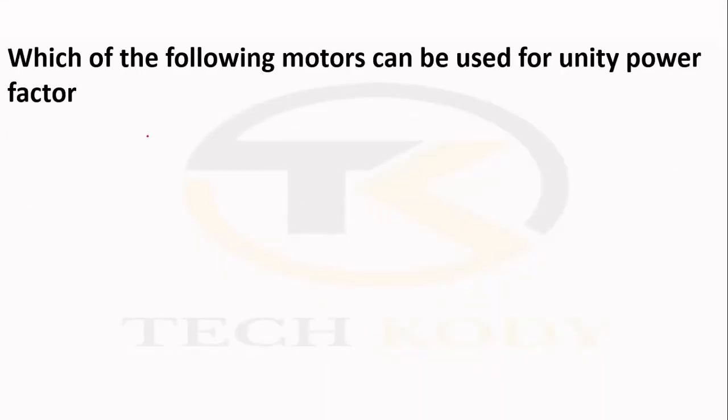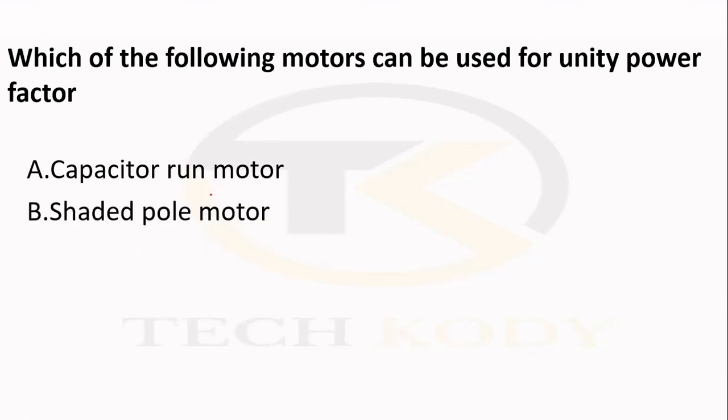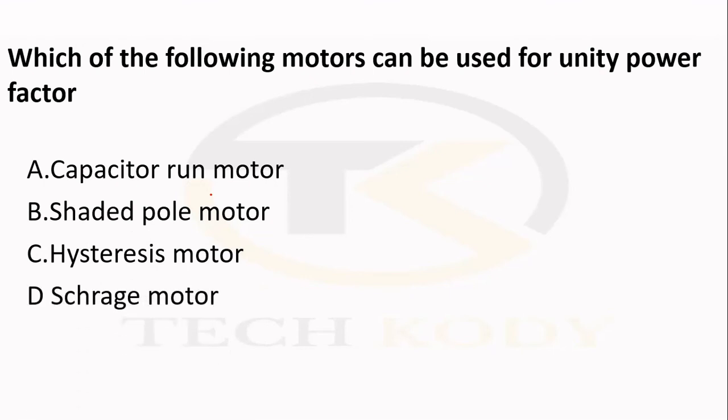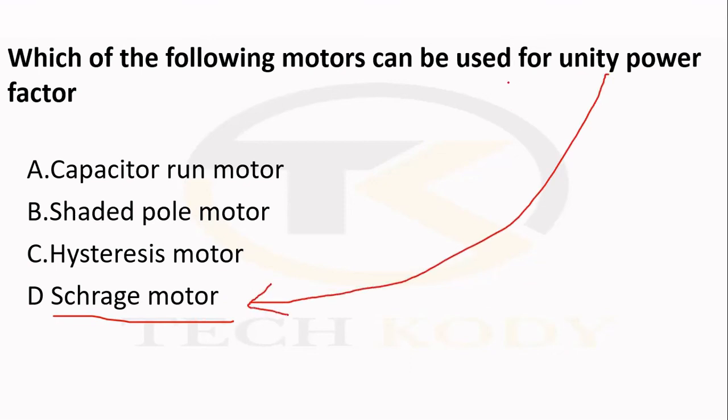Which of the following motors can be used for unity power factor? For unity power factor, what kind of motor can we use? A capacitor-run motor, shaded pole motor, hysteresis motor, or surge motor. We can use the surge motor for unity power factor.